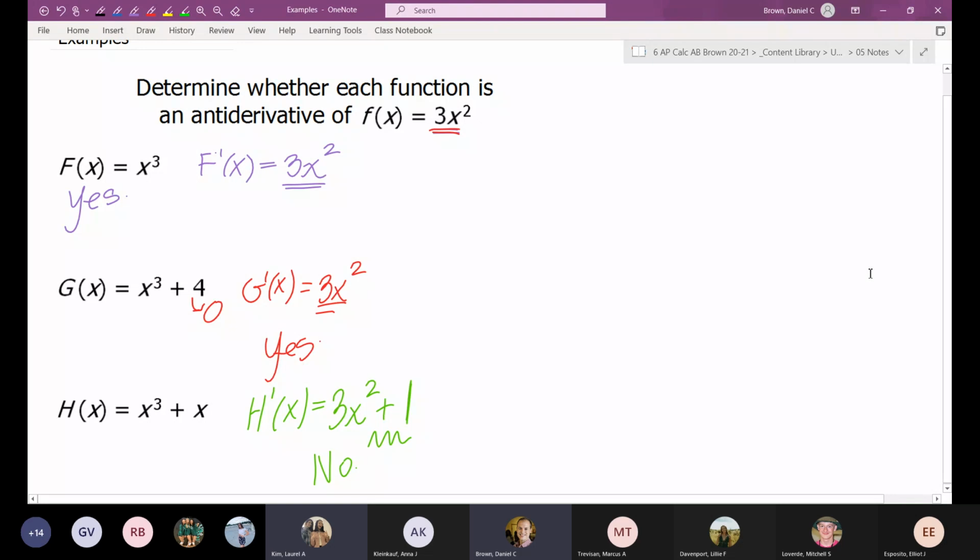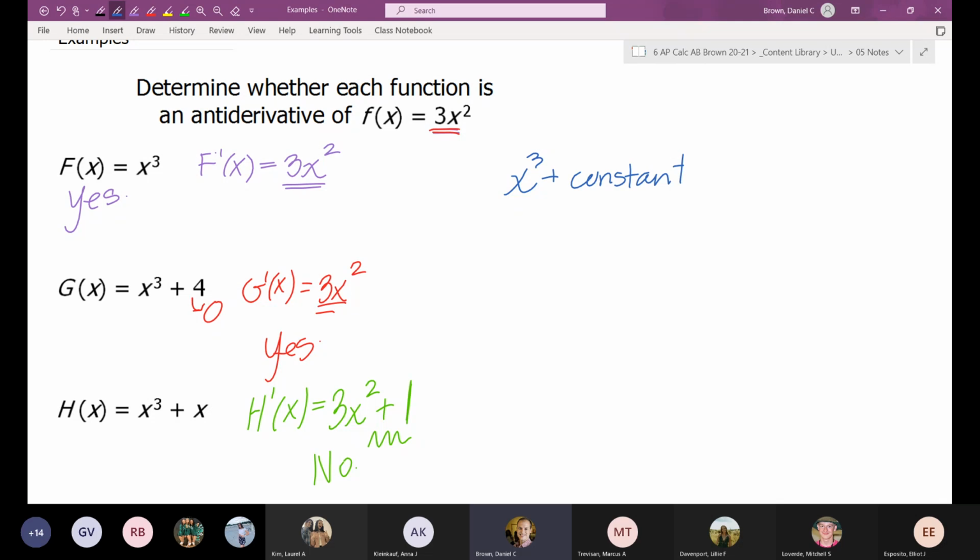Well, it could be x cubed plus any constant. I'm glad you worded it that way because that's what I was looking for. So if we have x cubed plus any constant, that's going to be an antiderivative of 3x squared. Why would it make sense to say plus any constant?